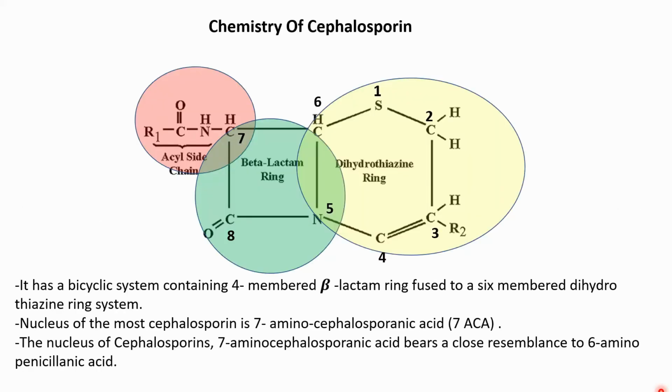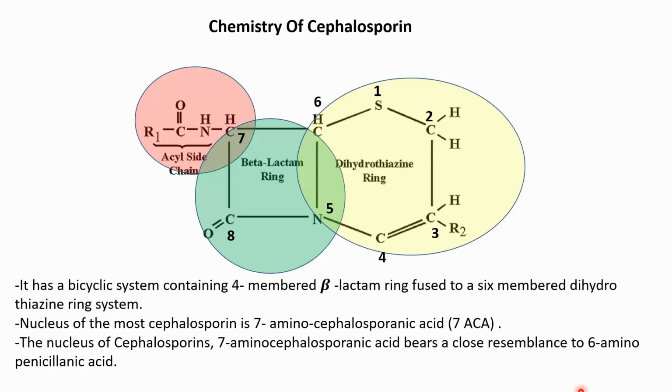Let's discuss the chemistry of cephalosporin. Here on the screen you can see the common structure of cephalosporin derivatives. The yellow color indicates the dihydrothiazine ring. The light green color represents the beta-lactam ring and the light pink color represents the acyl side chain. So these are the three main structures which are present in all the cephalosporin derivatives. Here three points are mentioned.